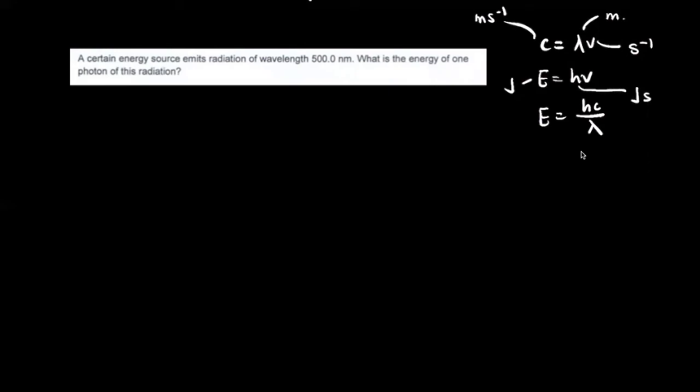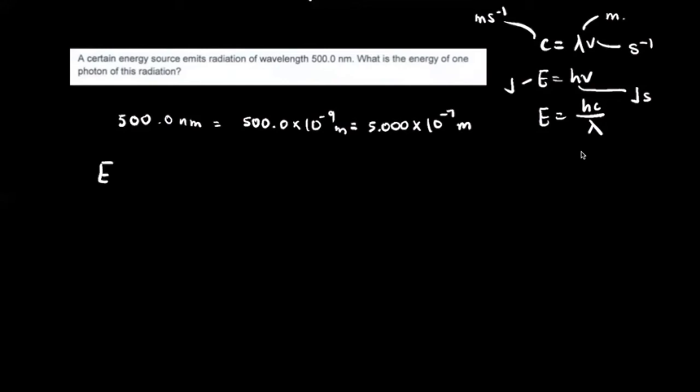question. We have radiation with a wavelength of 500 nanometers. And the first thing we do is convert 500 nanometers into meters. And to do that, we have to multiply it by 10 to the power of negative 9. And we end up with 5 times 10 to the power of negative 7 meters. Next, let's plug this into the formula E equals hc over lambda.